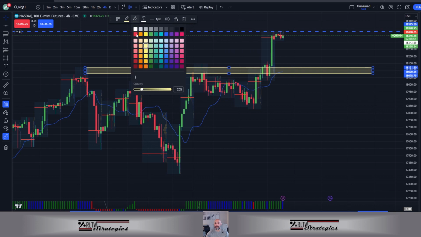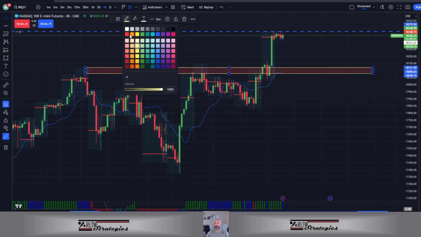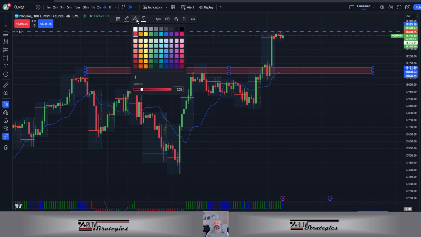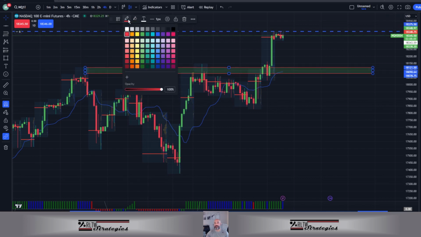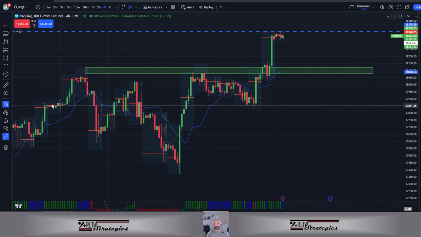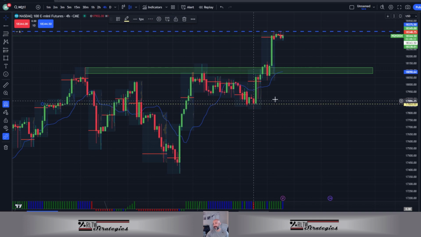Could be an area of support. Could be an area of support. Looks like we have an area here. Something to watch out for.